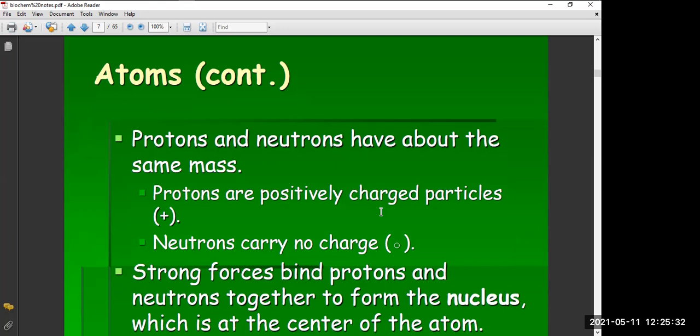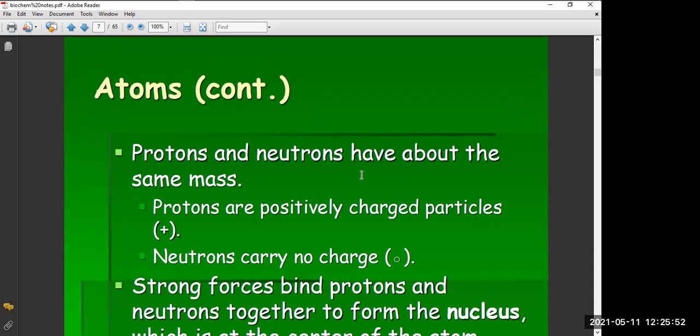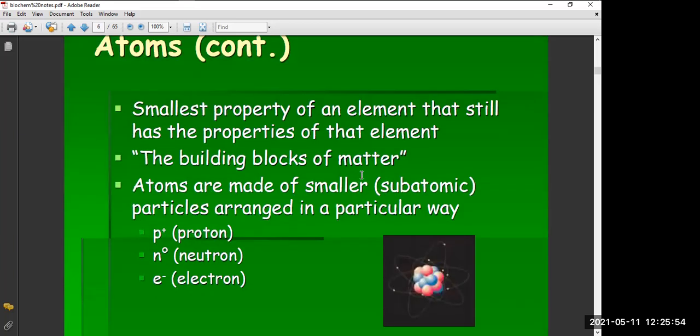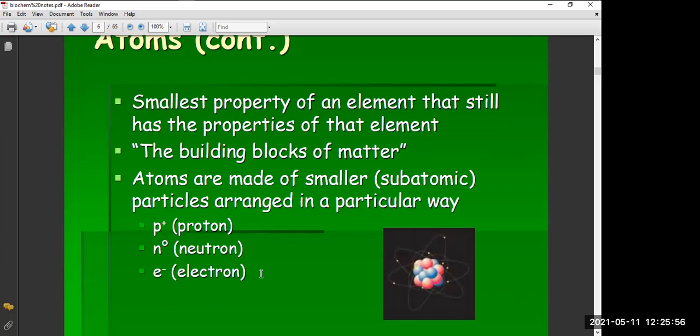Protons are positively charged particles, like I had said earlier. The neutrons carry no charge. No wonder there is that sign. It's neutral. So neutrons carry no charge. Protons are positively charged. Neutrons carry no charge. Then electrons, these are always negatively charged.